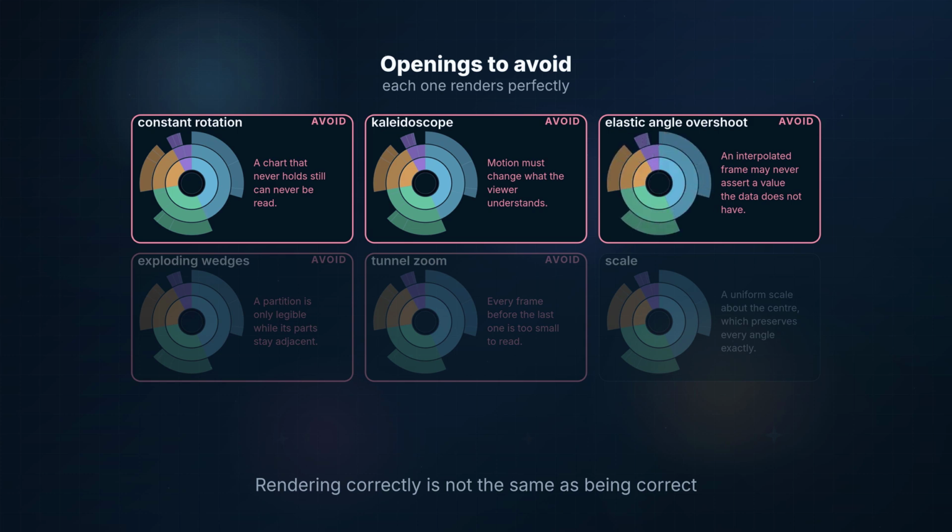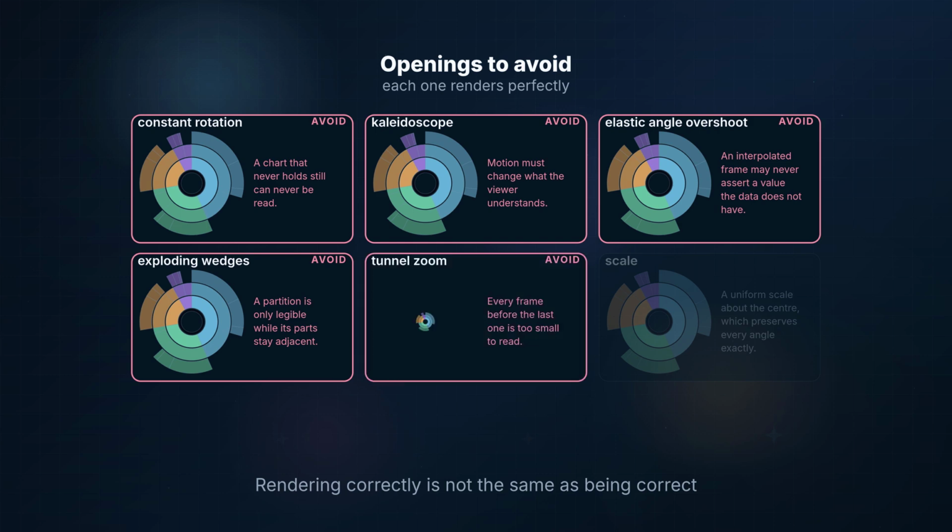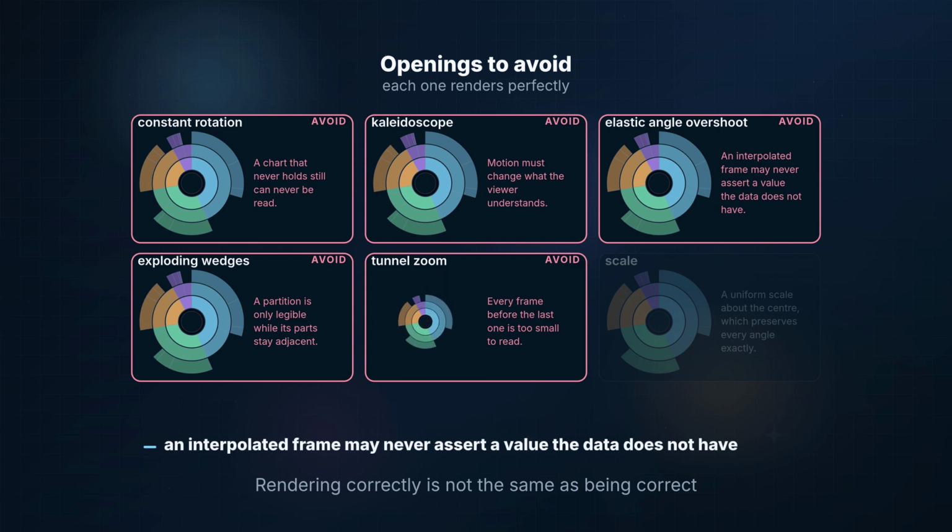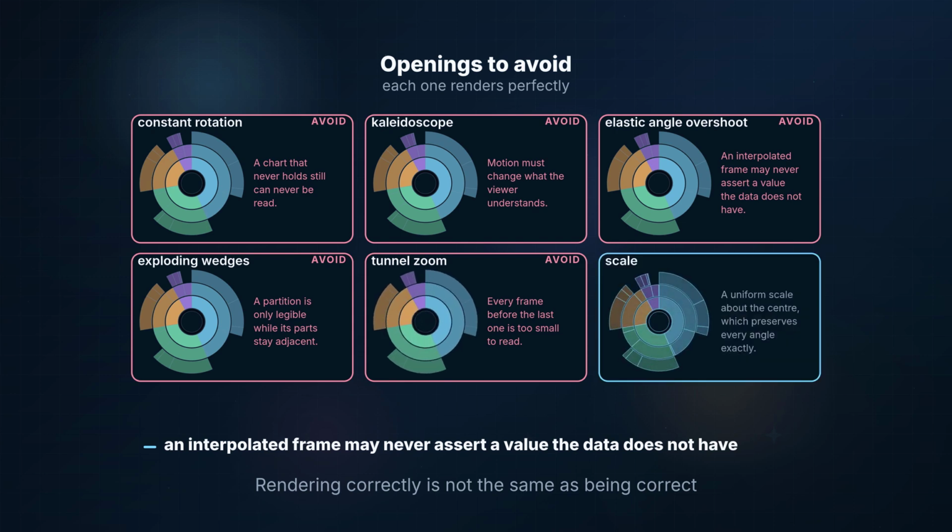The most interesting failure is the elastic one, and it is a lesson about easing. Ease a radius, or an opacity, with an overshooting curve, and nothing is harmed. Ease an angle with the same curve, and every arc briefly claims more of the turn than it owns. A child spills past the edge of its parent, and the chart states a number that appears nowhere in the data. Cubic curves stay inside 0 to 1. Elastic and back curves do not, and angles are exactly where that matters.